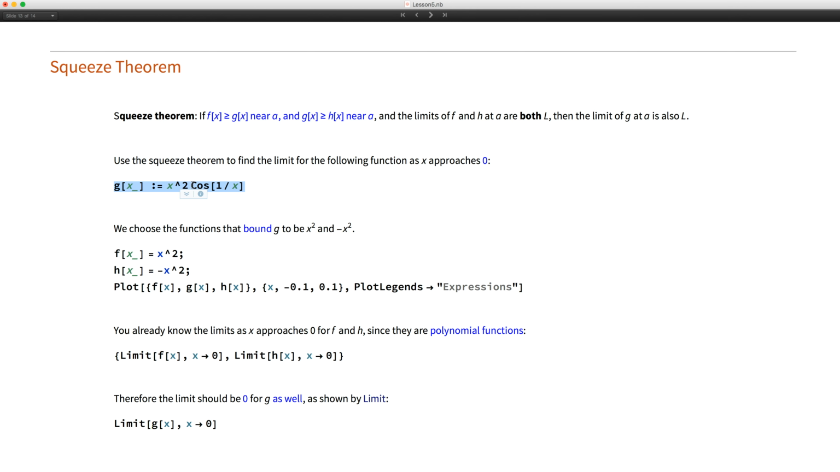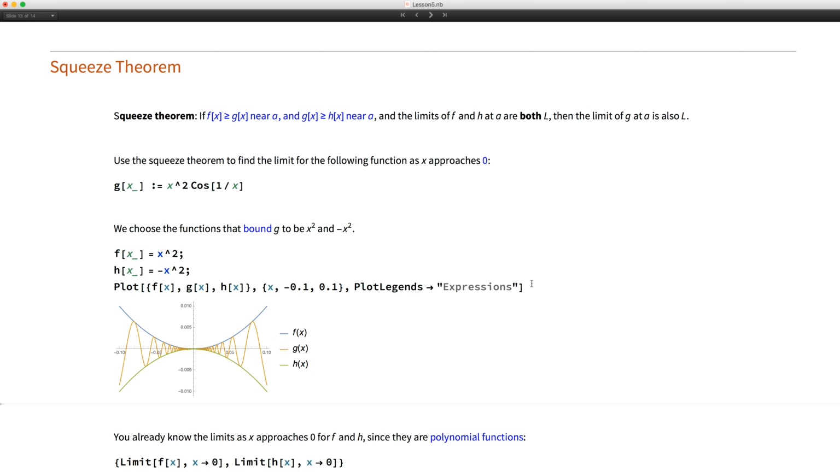you can see quite clearly that the cosine is going to go between -1 and 1. So you could pick f to be x squared and pick h to be -x squared. That's going between -1 and +1. So you've got f, you've got g, and you've got h. g is the complicated one. And if you plot them, you see that g is tightly squeezed between f and h near 0. So g is this wiggly function over here, and it's very tightly squeezed.